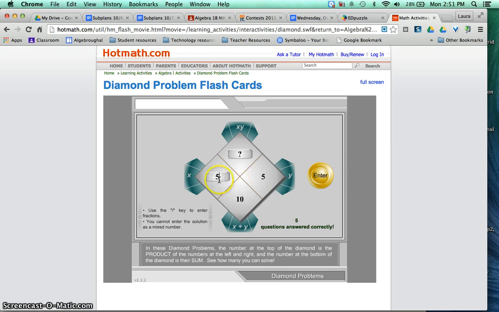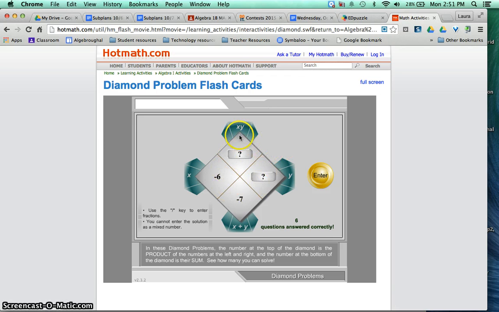And once you have the value for x, you can then figure out what x times y is. Since x is 5 and y is 5, xy, which is x times y, is 25, because 5 times 5 is 25. We hit enter and we'll get the woohoo, correct.